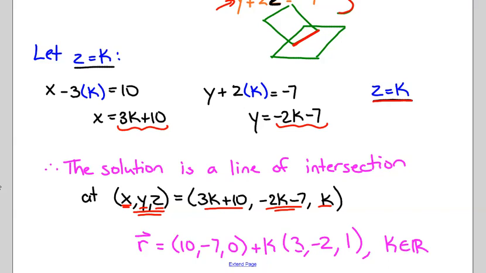Okay, so for the line, what we can do is rewrite this into vector form with a k parameter. And so this 3 in front of the k, this -2 in front of the k, and this 1 in front of the k goes right here as our direction vector. The lone 10, the lone -7, and the lone 0 are going to be my point.